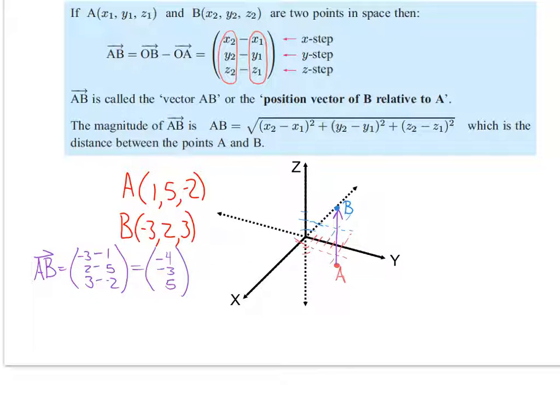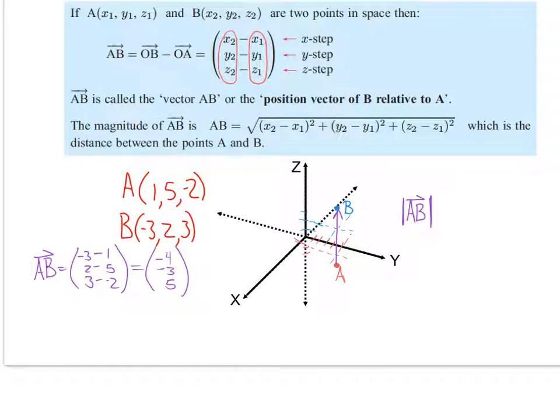Last thing here is the magnitude. The magnitude of vector AB. Now you'll notice here, in our formula, they have AB equals, and by the way, notice you can use this notation, because if you remember back from geometry, that just tells us the distance from A to B, which is the same thing as the magnitude of the vector from A to B. Okay? So, you can use that notation too.